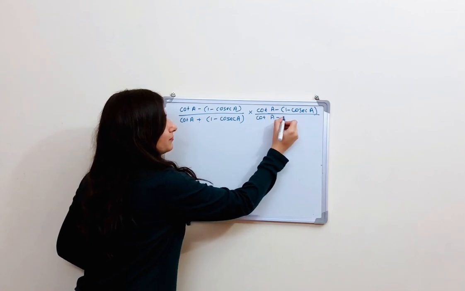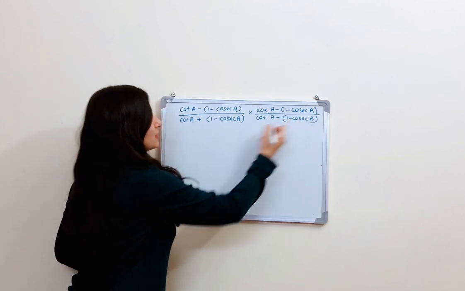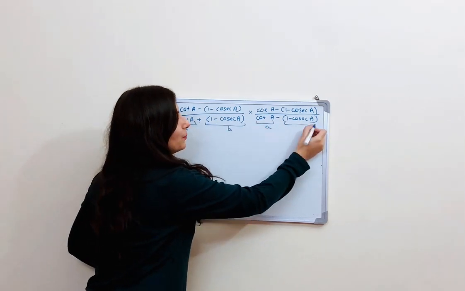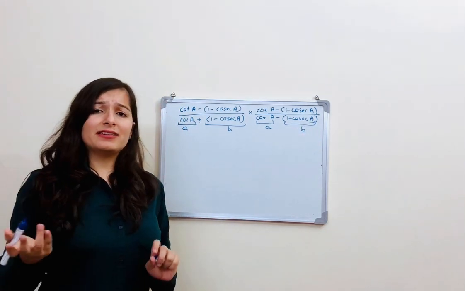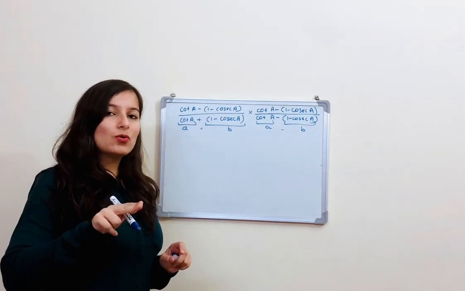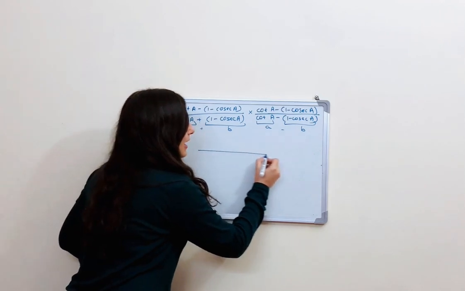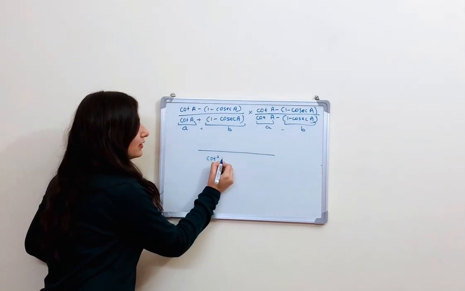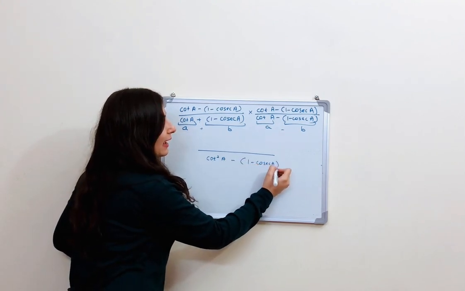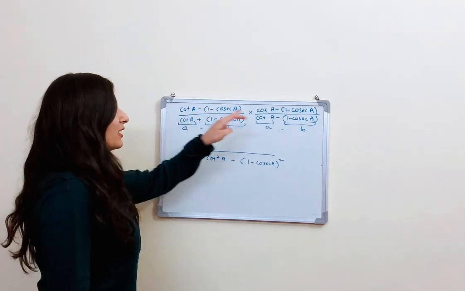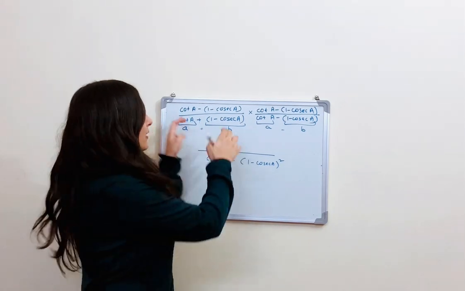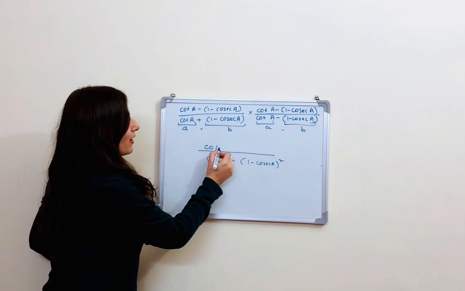So here, as you can see, this is A, let's say this is B. Similarly, A and B. And we know one identity, very simple, very easy. A plus B into A minus B is A square minus B square. And that will become cot square A, that means square of A, minus square of 1 minus cosec A whole square. In the numerator, each expression is the same here as well as here. So we just square the whole term.